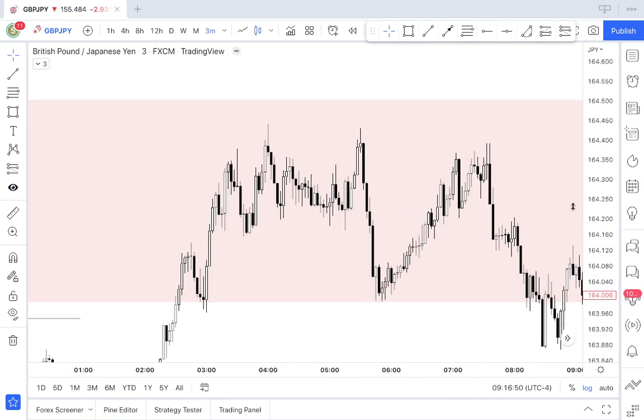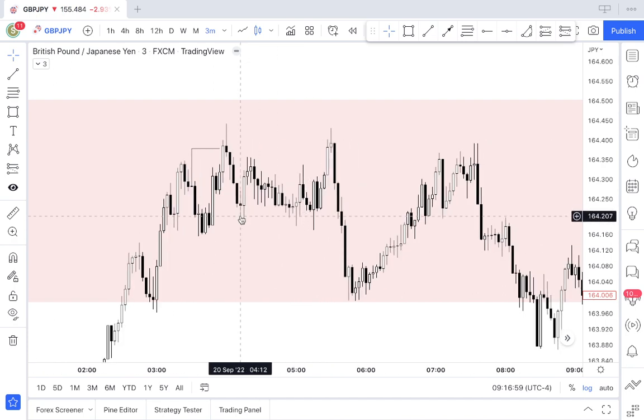So what am I looking for? I'm looking for a stop hunt in this zone, a break of structure, and a pullback into an order block. Okay, here we have a stop hunt. Now, on the 1 minute time frame, this would probably be a break. So let's just check the 1 minute time frame.